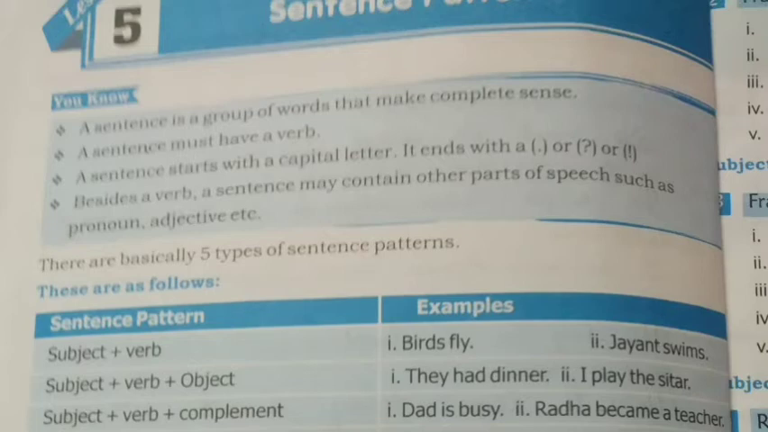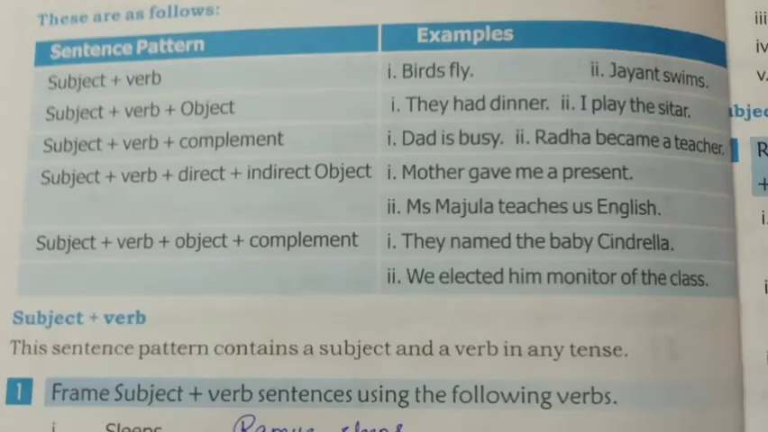And third sentence pattern is subject plus verb plus complement. What is complement? Complement is an expression that helps to complete the meaning of a predicate. Example, you see, dad is busy. Here, dad is subject, is is a verb, and busy is a complement. Without this complement, the sentence will not be completed. The second example, Radha became a teacher. Here, Radha is a subject, became is a verb. A teacher is a complement.